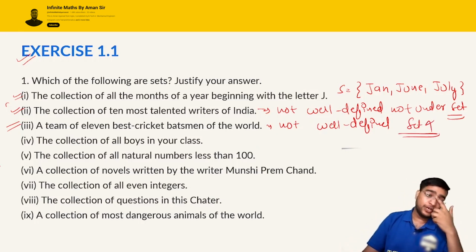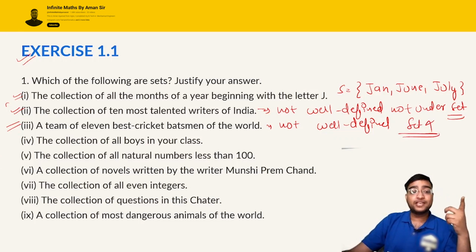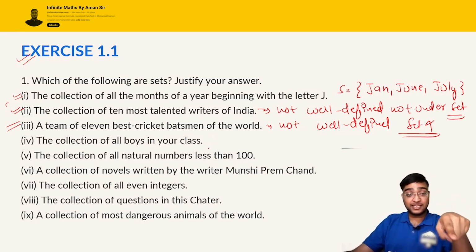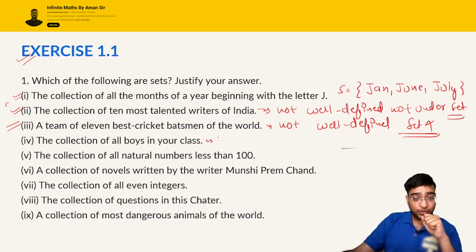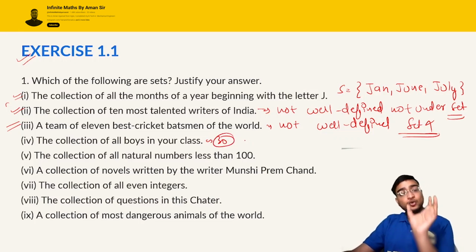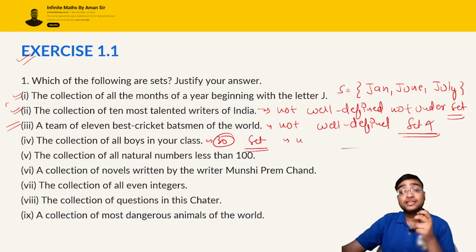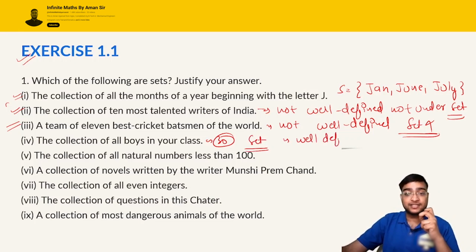Okay, the fourth question is the collection of all boys in your class. If your class has 30 students, then it's a definite collection, and you must know all the names in your class. So is this a set? Yes, this is a set because this is well defined.